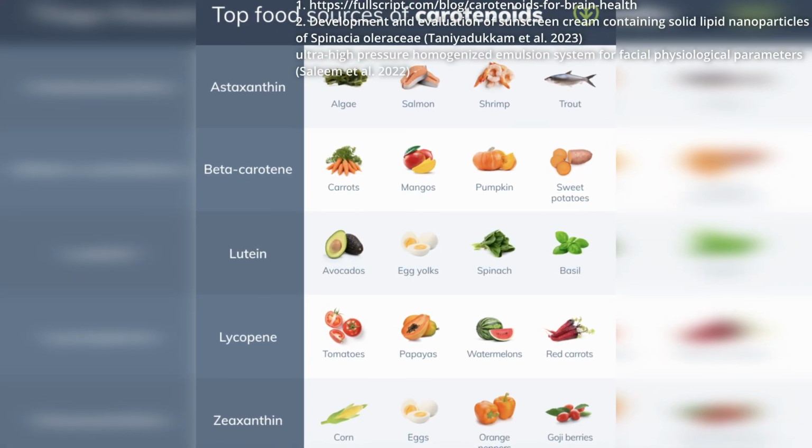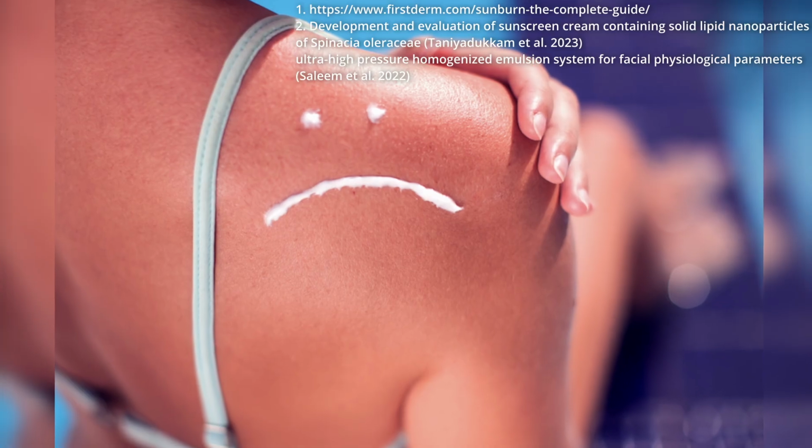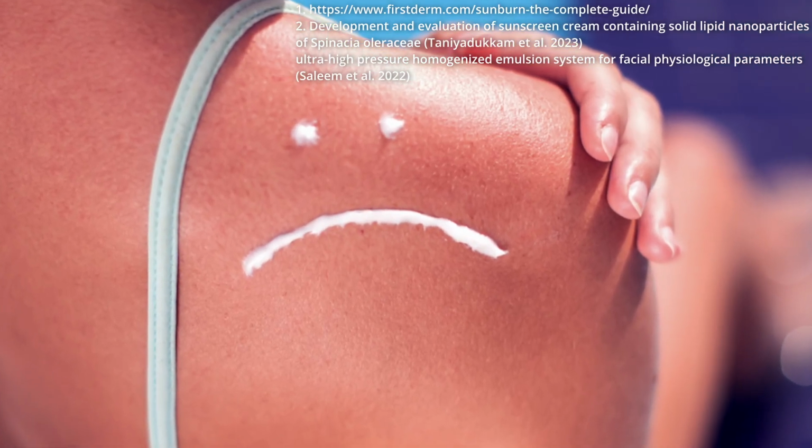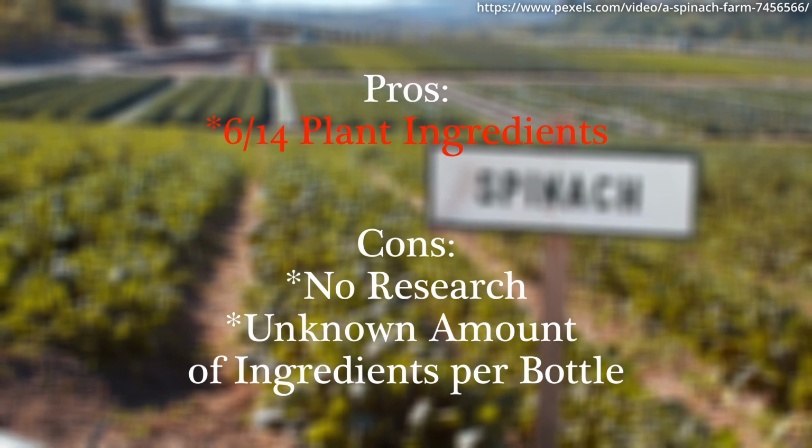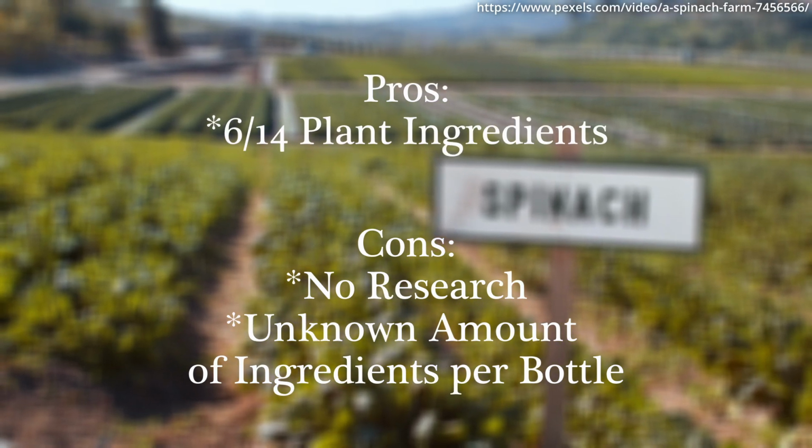Carotenoids in spinach minimize damage of ultraviolet radiation. Its photoprotection reduces skin redness, DNA damage, and oxidative stress. Overall, 6 of the 14 ingredients were plant-derived, however, N3 provided no research.